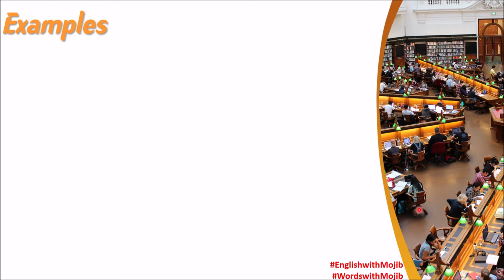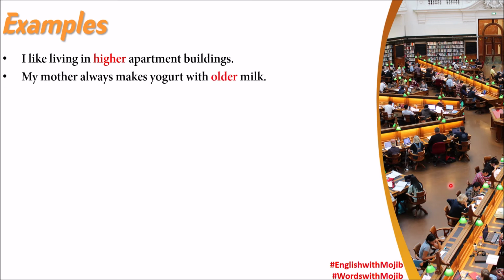Examples. Here we have some examples of comparative adjectives. I like living in higher apartment buildings. For example, living on the 7th floor instead of the 3rd floor. My mother always makes yogurt with older milk. We drink the new and fresh milk, and my mother makes yogurt with older milk.